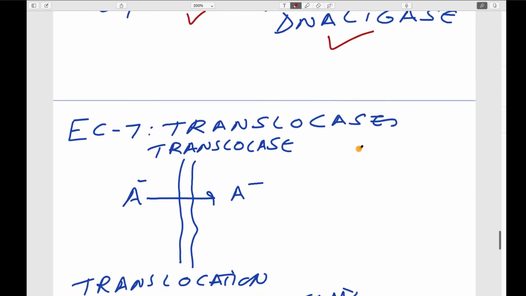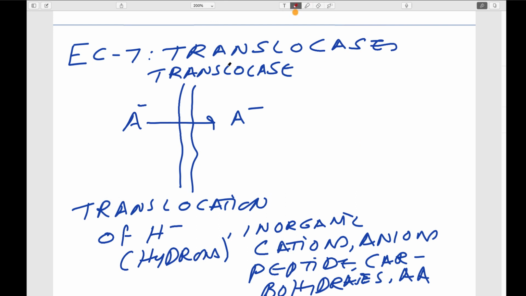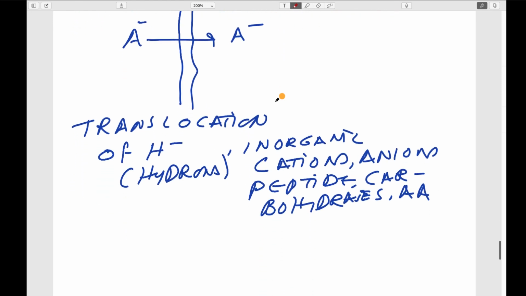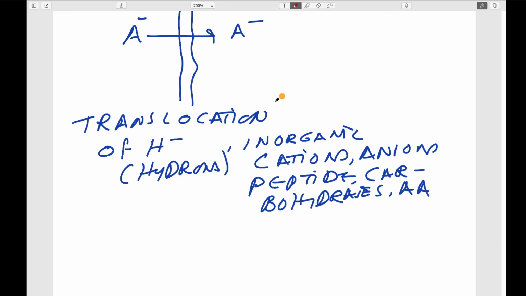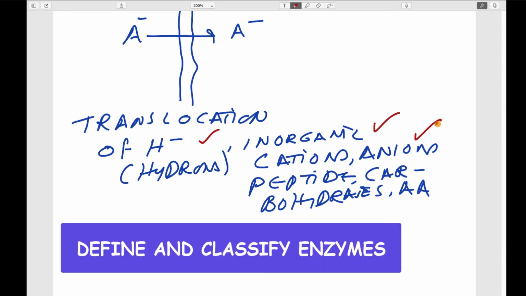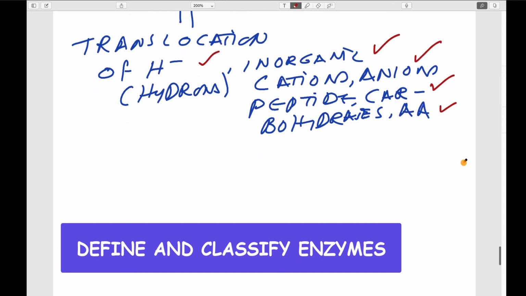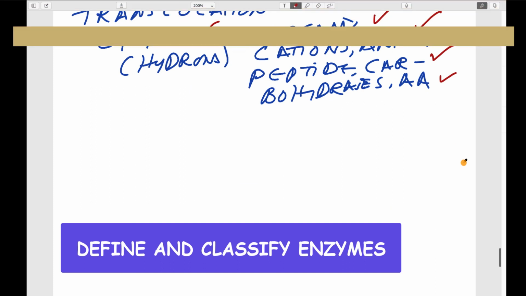The final one is the translocases. They transfer ions or molecules across the membrane, and they also carry out separation within the membrane. What do they translocate? They translocate hydrons, inorganic cations, anions, peptides, carbohydrates, and amino acids. So these are the various aspects of the different classes of enzymes and the definition of enzymes.